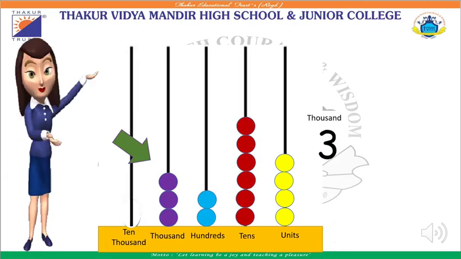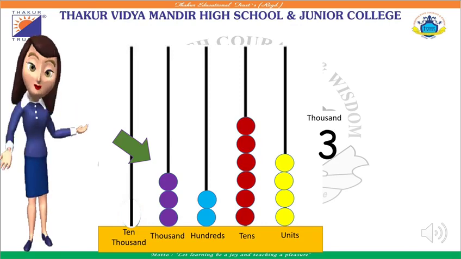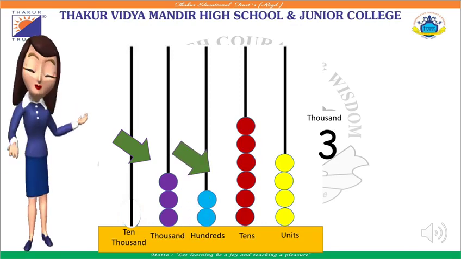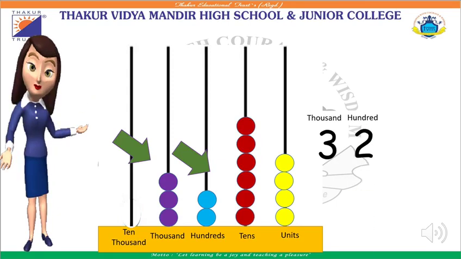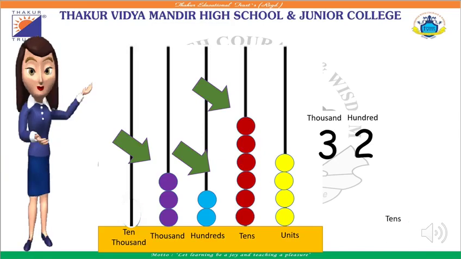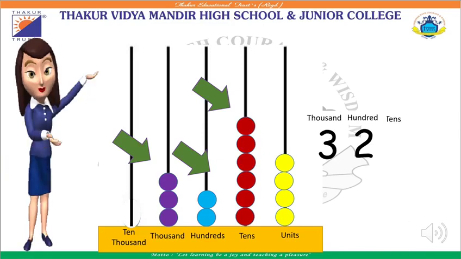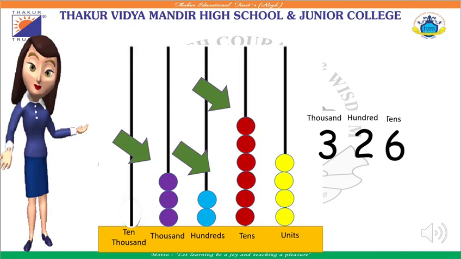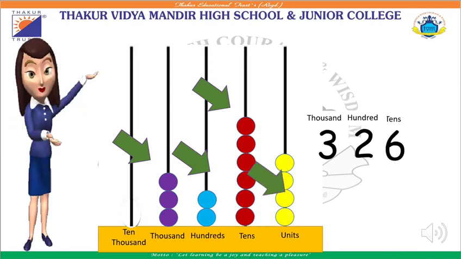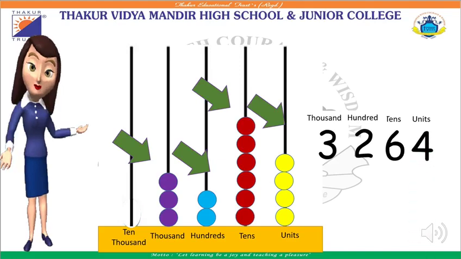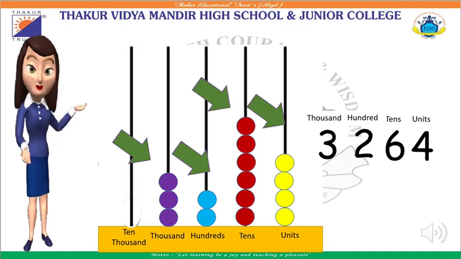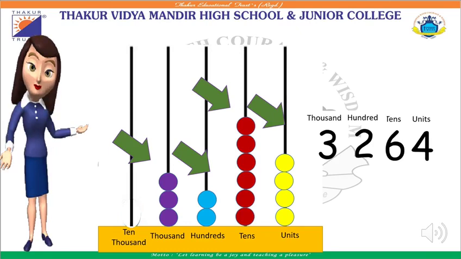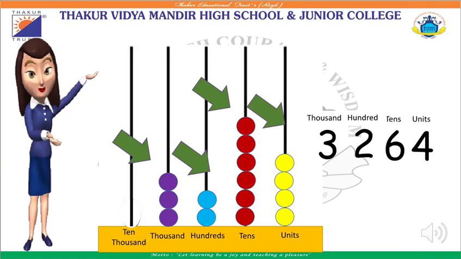Now in the second one, hundreds. How many balls are there? 1, 2. So it is 200. Then in tens, how many balls are there? 1, 2, 3, 4, 5, 6. And units 1, 2, 3, 4. So as I taught you, you will start reading from the left hand side. So your figure is 3264.